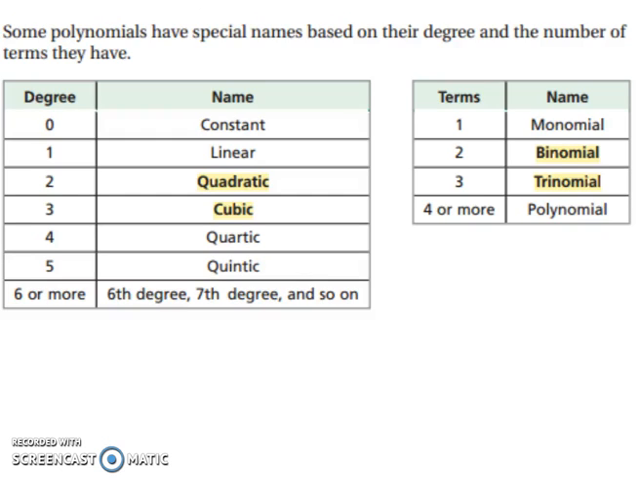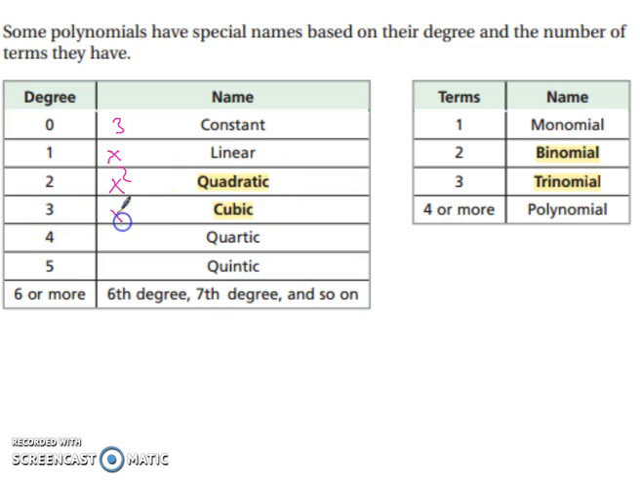Some polynomials have special names based on their degree and number of terms they have. So let's start with degree. So we have 0, 1, 2, 3, 4, 5, 6 or more. So if the degree is 0, it's a constant. If the degree is 1, it's linear. So this would be like saying x. This would be like saying the number 3. This would be like saying x squared, because the degree is 2. So that's quadratic.